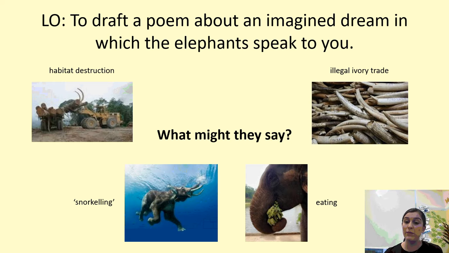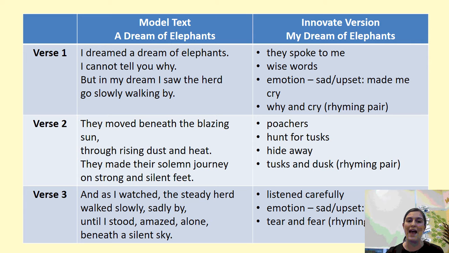And obviously what I'm going to do now is recap my plan from yesterday and then go step by step into how I would write my poem using my plan. So remember our model text. What I did was I had my model text and I thought, right, what happened in each verse and how can I use my ideas in my Innovate version to make it make sense. So the model text was A Dream of Elephants by Tony Mitten.